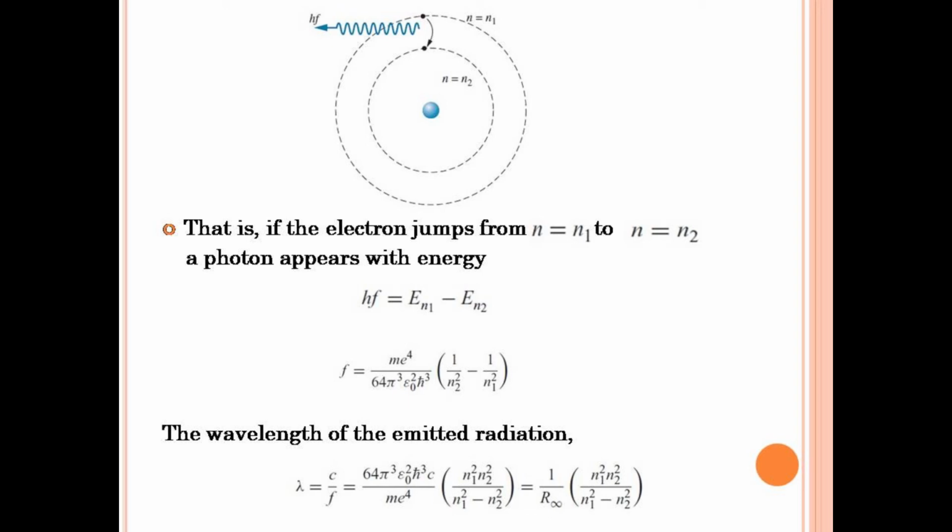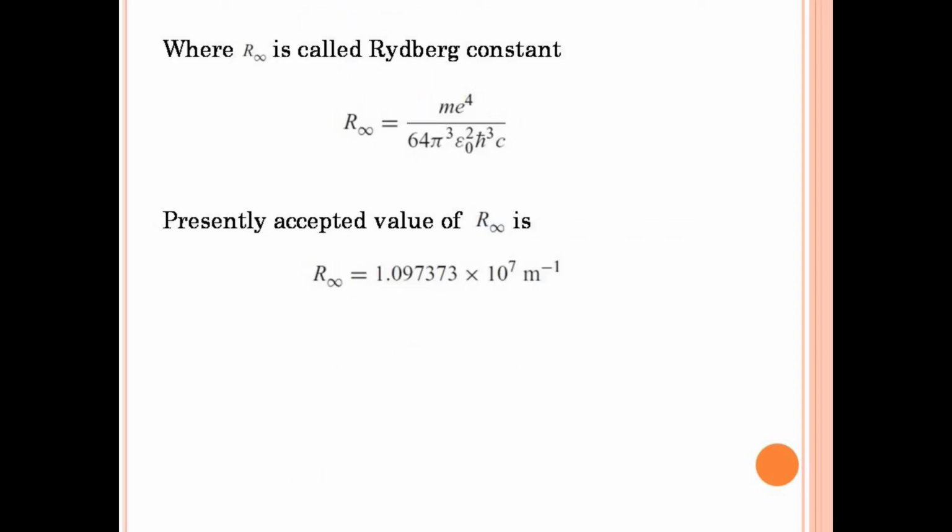So the wavelength of the emitted radiation, λ, is equal to c by f. By substituting the values, we get 1/λ equal to R∞ into (1/n2^2 minus 1/n1^2), where R∞ is termed the Rydberg constant, equal to m e^4 by 64 π^3 ε0^2 h^3 c. The value of the Rydberg constant is 1.097373 × 10^7 per meter.